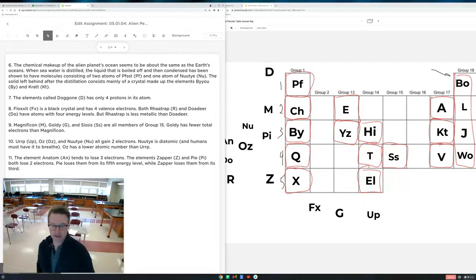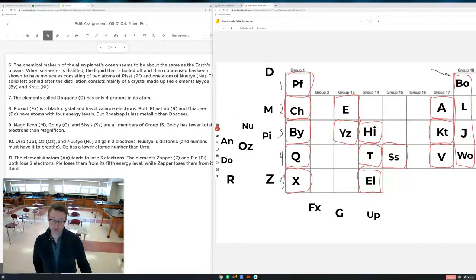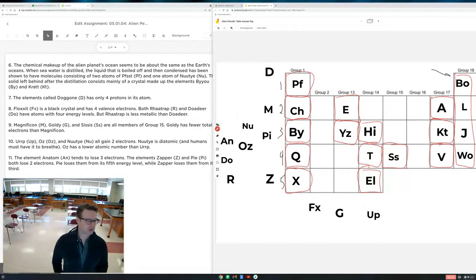Okay, now, the chemical makeup of the planet's oceans, so we're talking about water, has about the same makeup as Earth's, which means ocean water is salt water. So we've got H2O and NaCl. So it says when you boil off the liquid, it has 2 atoms of PF, which would be 2 hydrogen. We already have PF in place, so that's good.